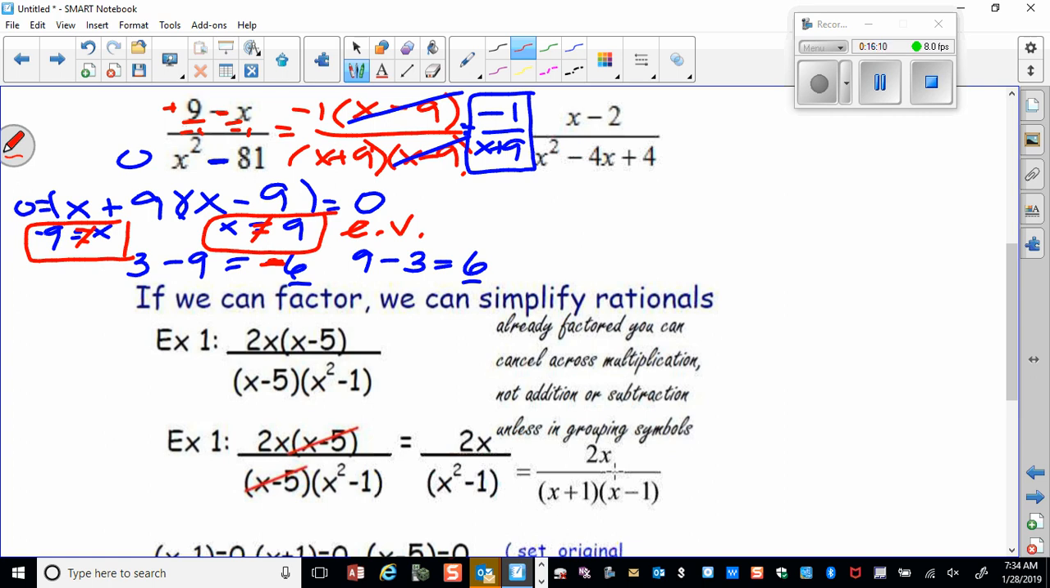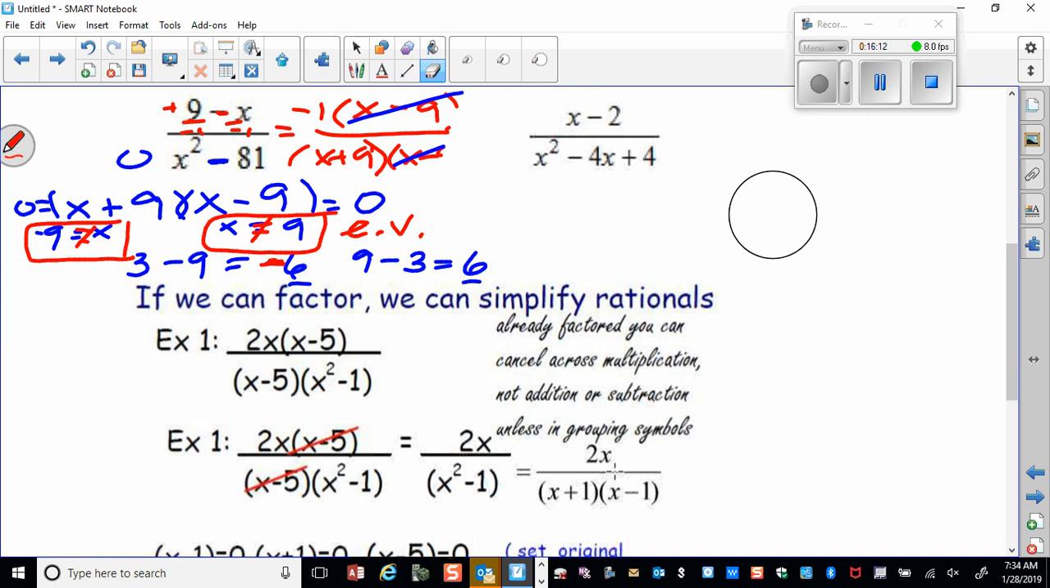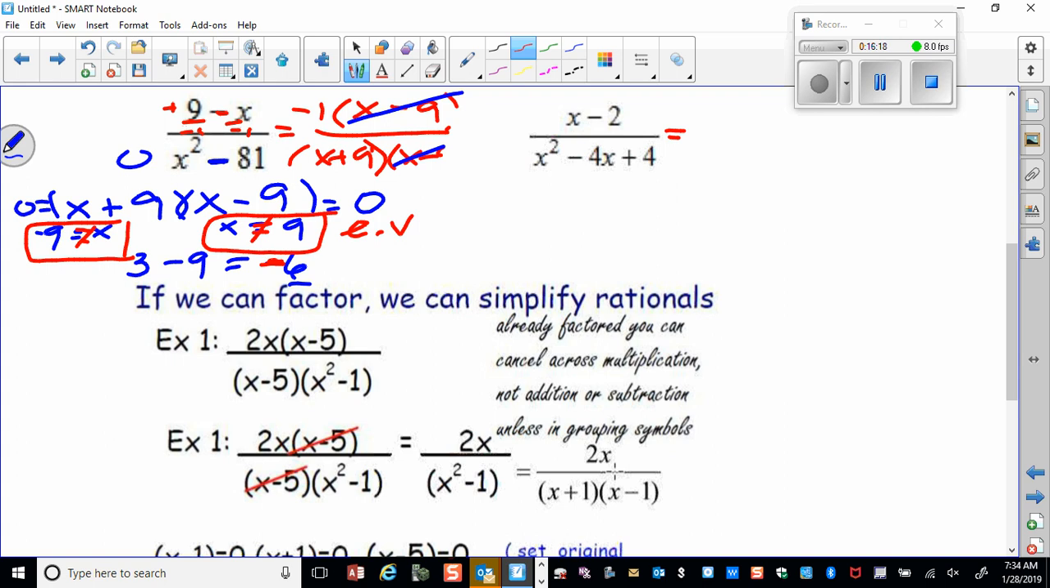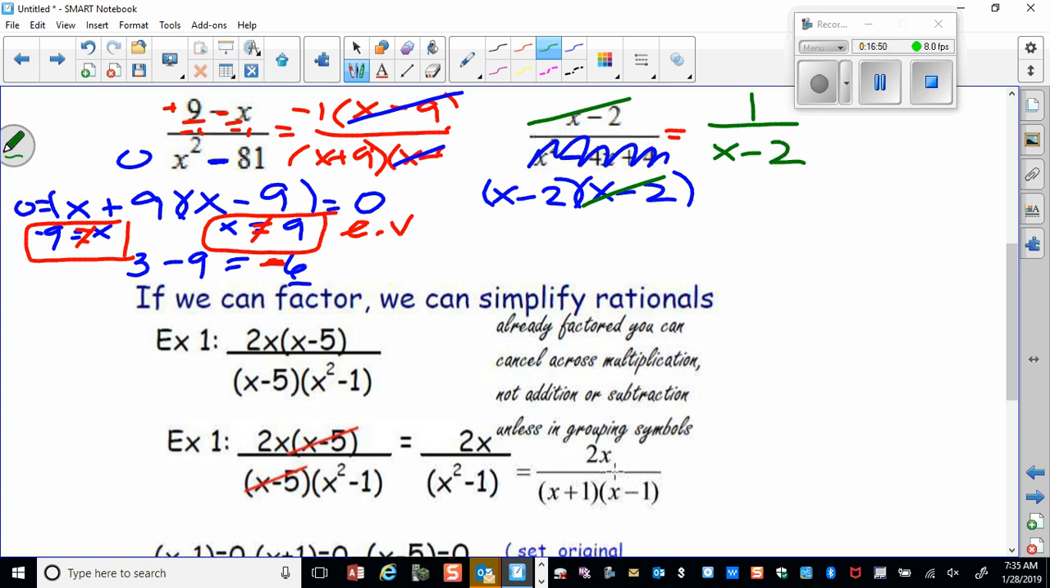All right, so now I'm looking at the next one. I've got x minus 2 on the top, so I can't reduce that at all. I'll just leave it. But this I can factor, right? So I've got x times x, and 2 times 2 gives me the 4. I want them to add up to -4, so I'm going to have a -2 and a -2. So that's turned into these two factors. And if I simplify it, I've got that on top and the bottom, so that's 1 over x minus 2.